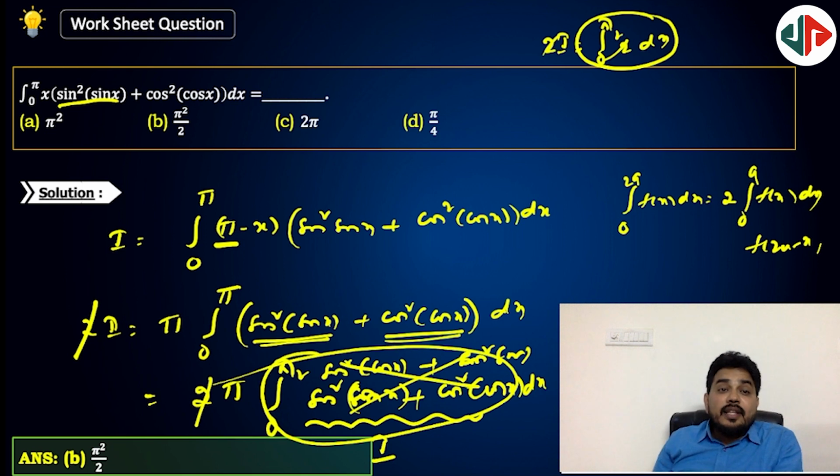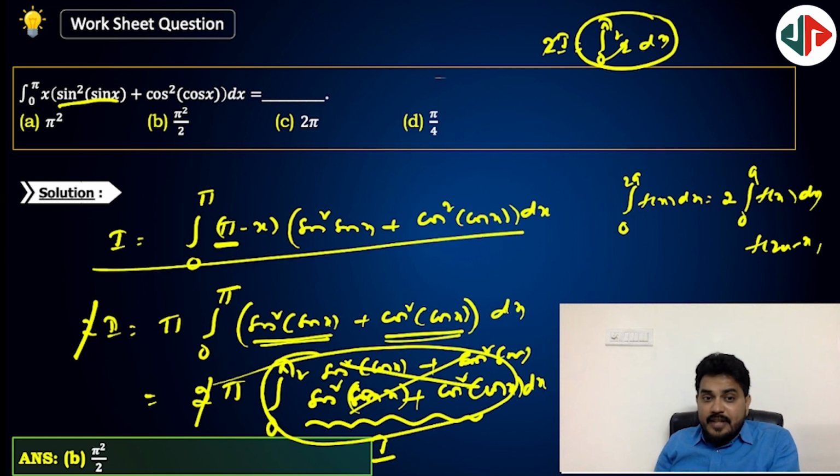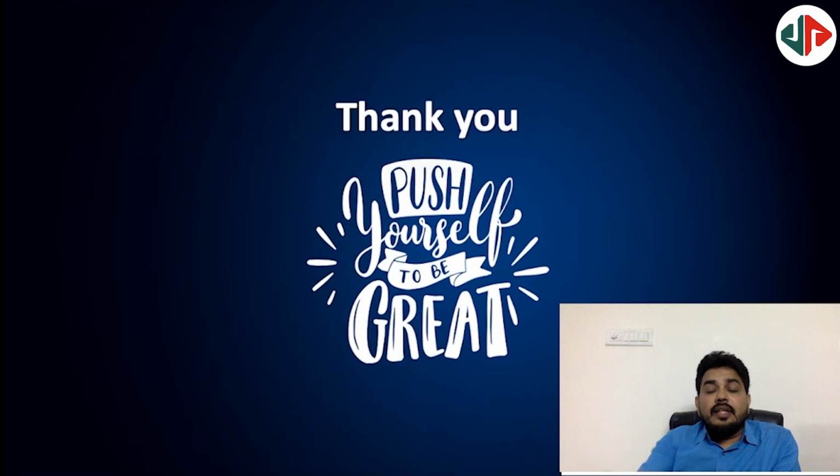So what you need to do? First you need to eliminate this one. After this one you write this step and then you go for this. With this one I'm concluding the session. Thank you.